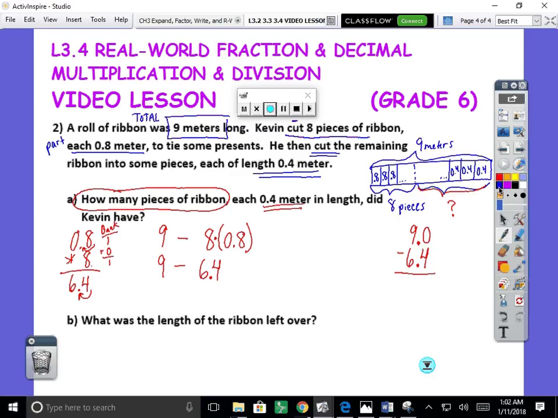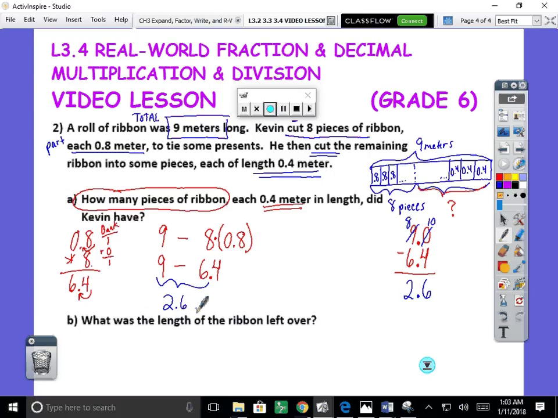0 take away 4 is going to be difficult unless I regroup. So let's take from this 9 and leave him with 8. And the 10 he just gave me goes here. 10 take away 4 gets me 6. And if you remember, I get to drop down the decimal because I'm subtracting. 8 take away 6 is actually 2. Awesome. From this piece of the puzzle, I know he's left with 2 6/10 meters of ribbon.